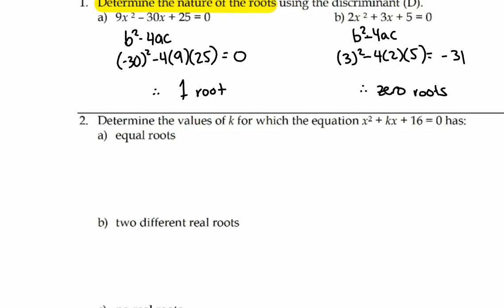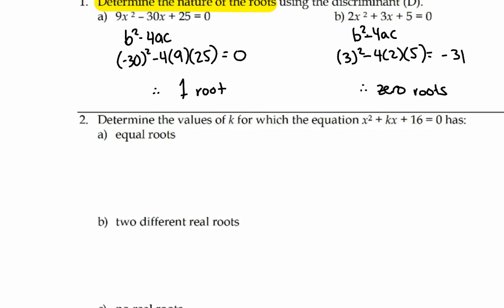Determine the value of k for which the equation x squared plus kx plus 16 has equal roots. Okay, if they're equal or the same, it's saying one x-intercept. It's the same thing as saying one root, if they're both the same. In the quadratic like x minus 3 times x minus 3, they both have an x-intercept of 3, one x-intercept.